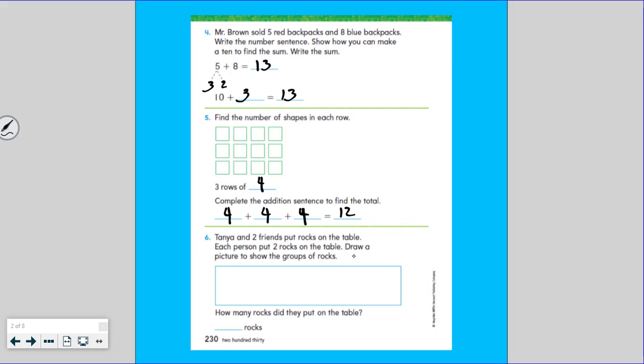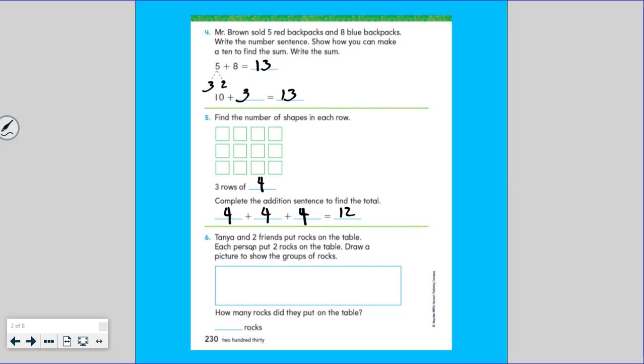Tanya and 2 friends put rocks on the table. So 3 people put rocks on the table. Each person put 2 rocks on the table. Draw a picture to show the groups of rocks, and then figure out how many rocks they put on the table right here. So pause your video and work through that one.